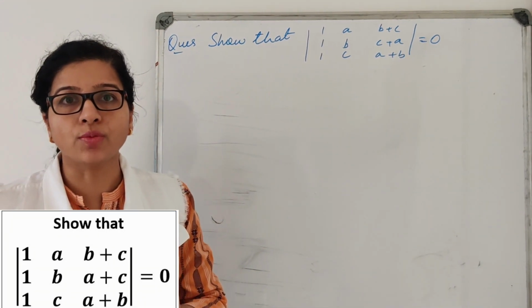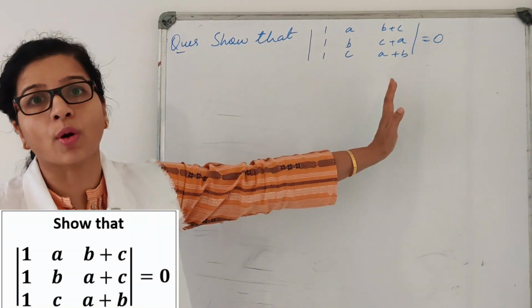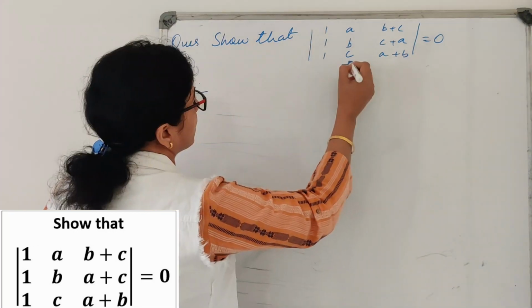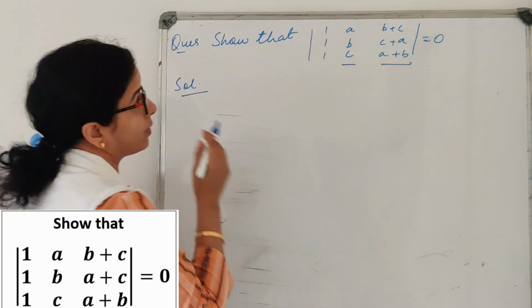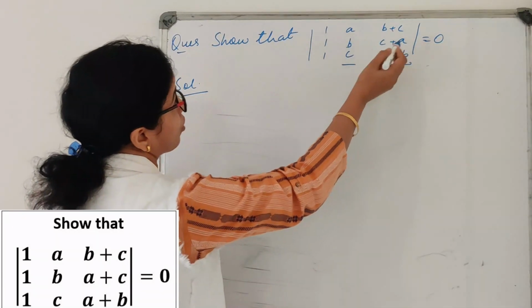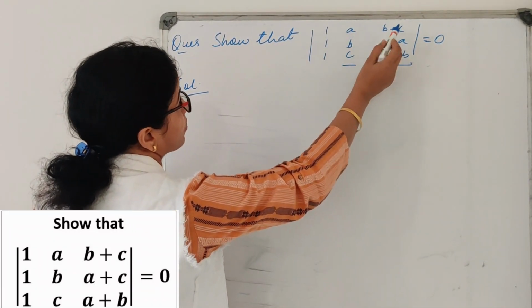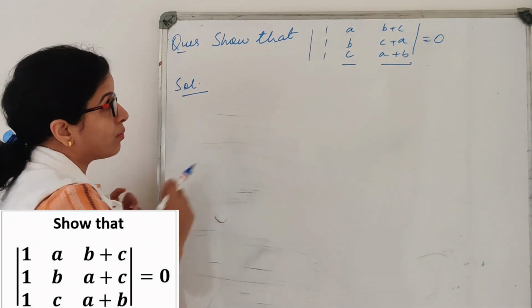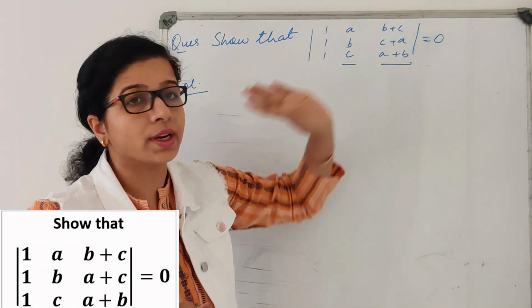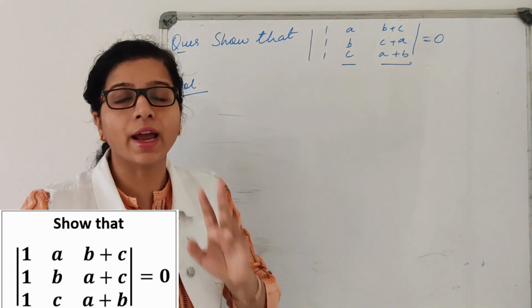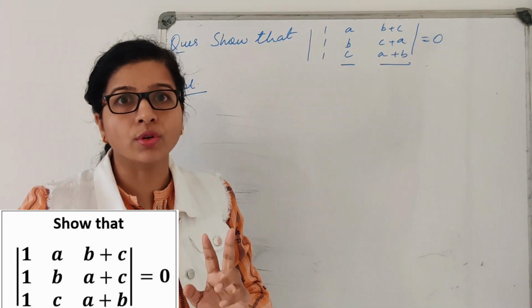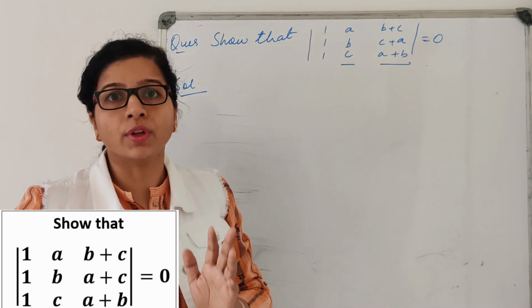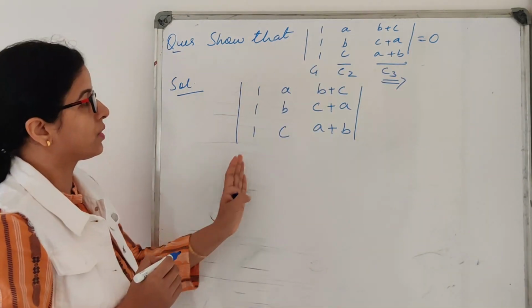So we should try to make these two properties here. Column 2 and column 3, right? If I add these two columns, what will I get? I will get a plus b plus c, a plus b plus c, a plus b plus c, right? My intention on the right hand side is to get 0. So either I have to make both the rows or columns the same, or all the elements of one of the column or row 0. So this is the question.